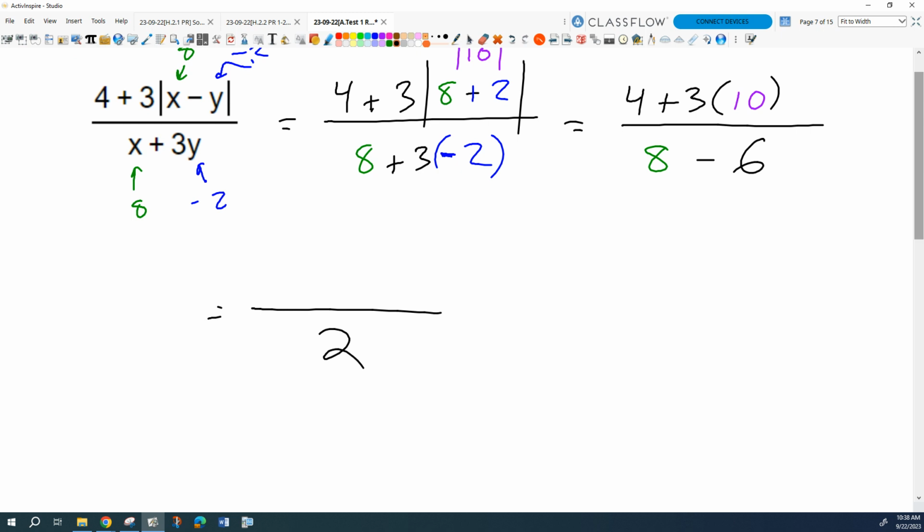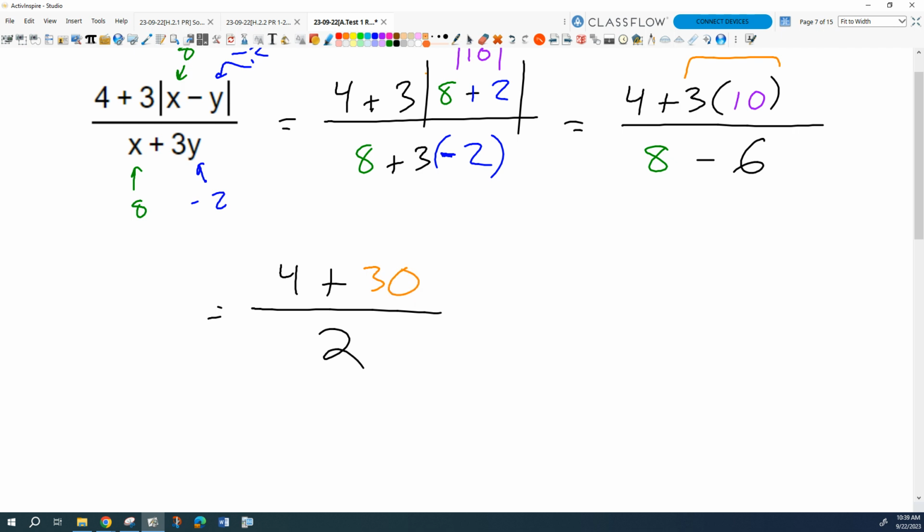On the top, what do I do first? I got to multiply before I add. And when people made a mistake on this, typically, this is what a lot of people did. They wanted to add the 4 plus the 3 first and get 7 times 10, which is 70, but that's not correct, is it? If we're going to follow PEMDAS, we have to multiply that stuff first, right? We multiply before we add. So we get 4 plus 30.